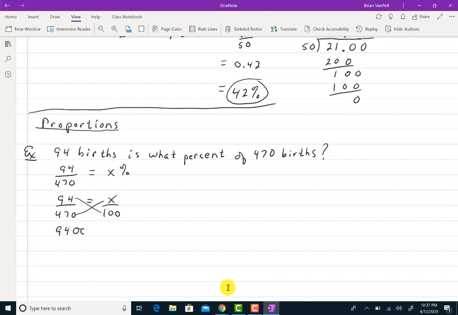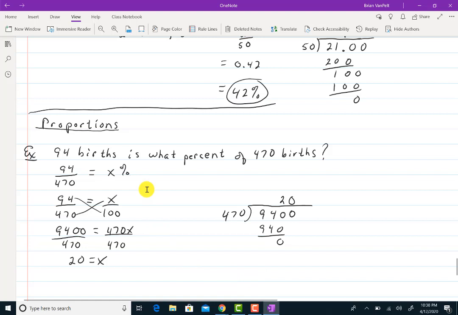So you get 94 times 100 is 9400, and that equals 470x. To get x, I'll divide by 470. So I have 470 going into 9,400. I happen to know that 470 goes into 940 twice. And here we are with an empty digit again and 0 in the remainder. What do? We fill that in with a 0 and we get 20. So what's good about this, though, is X was in front of the percentage sign, so X is already in percentage format. So the answer is 20%. So I don't have to adjust the answer because it's already been adjusted while doing the problem itself.